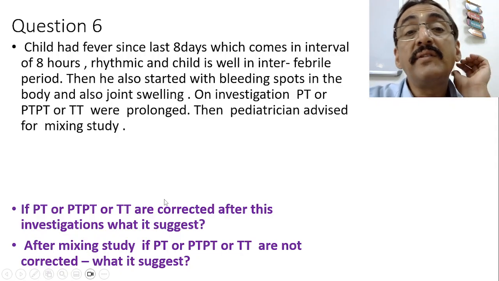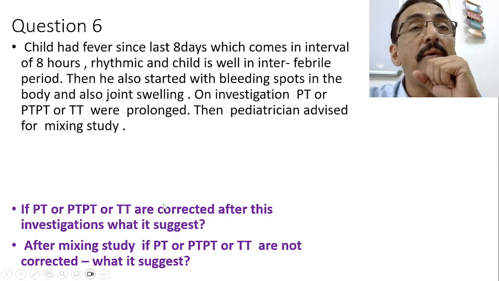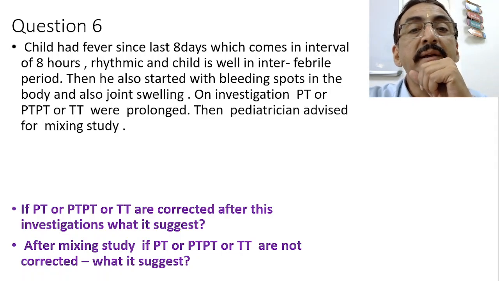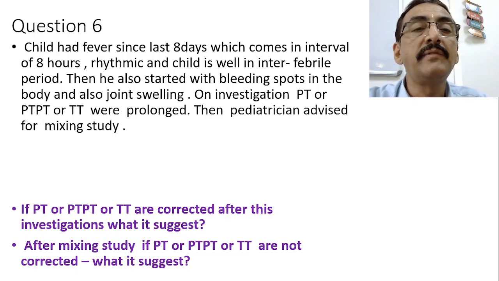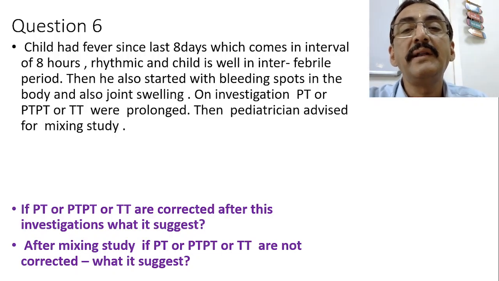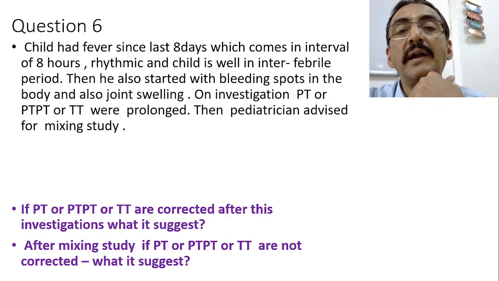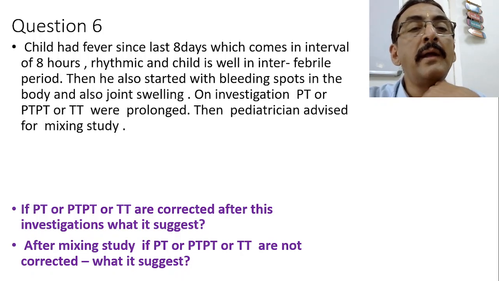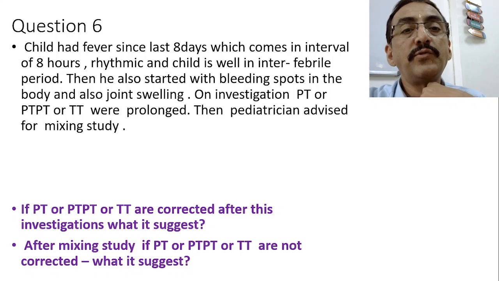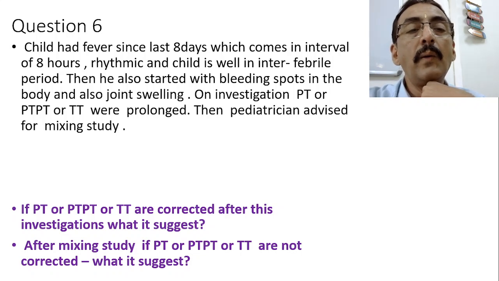A child had fever since the last 8 days, which comes at intervals of 8 hours. Okay, the fever is rhythmic and the child is well in the interfebrile period. This is definitely a viral fever, no doubt. Then he also developed bleeding spots on the body and also joint swelling. Joint swelling suggests hemarthrosis. Bleeding spots means it may also be petechiae, etc.